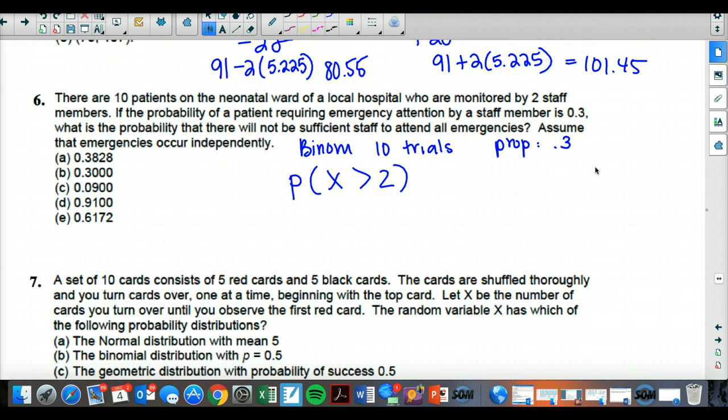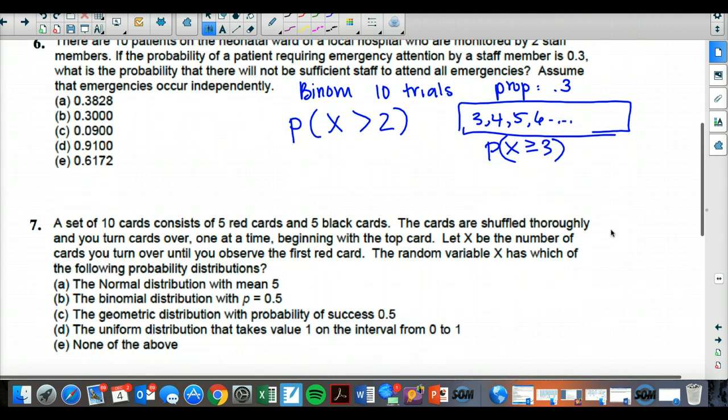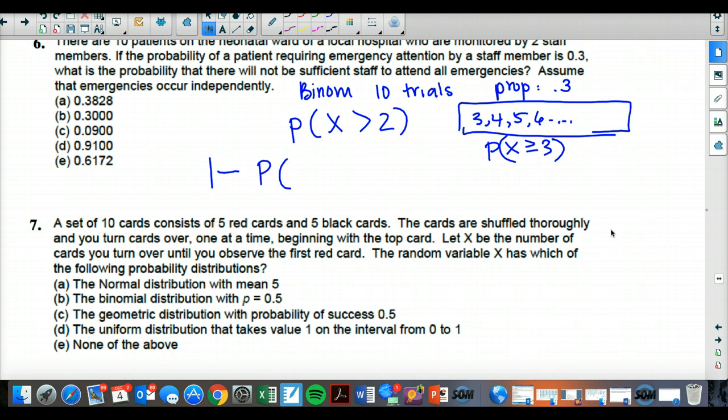3, 4, 5, 6. So we want to know what's the probability of this happening. What's the probability that X is greater than or equal to 3? Well, I can't do greater than or equal to. What do I have to do? 1 minus the probability that X is less than or equal to 2.